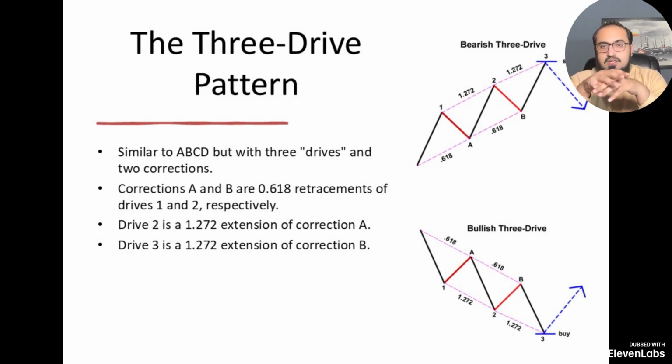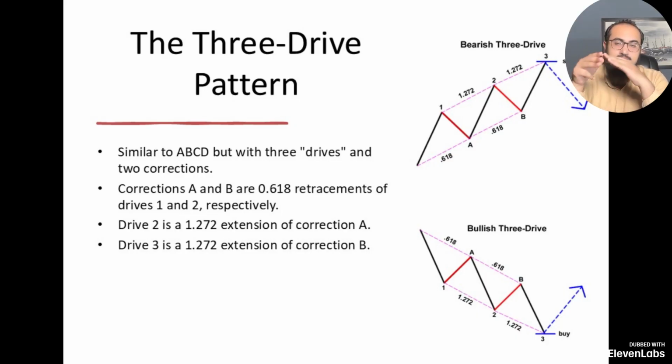And the correction waves A and B that we have pointed out should be a 0.618 Fibonacci retracement of their respective moves. The next wave should be a 1.272 extension of the correction wave. For example, the first drive came, our correction was A. Then we have the second drive 2. Then we have its correction at B. Then we have the third drive 3.